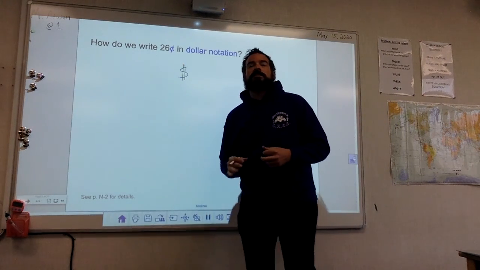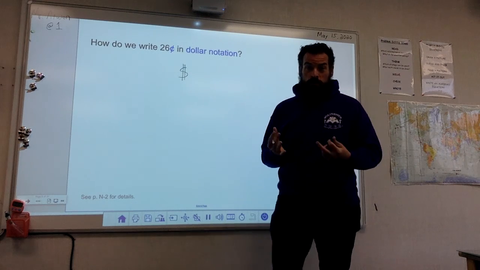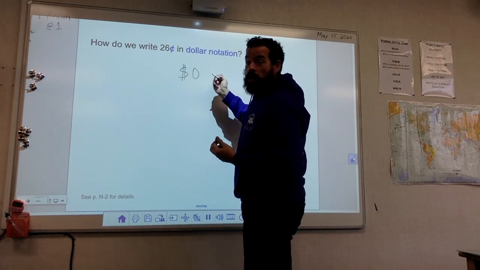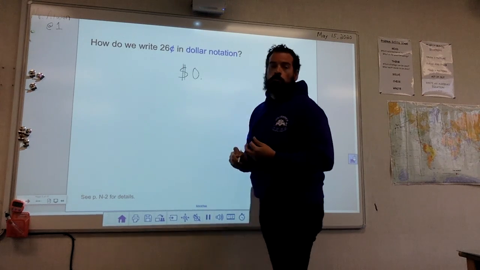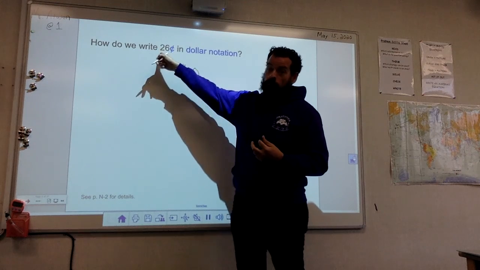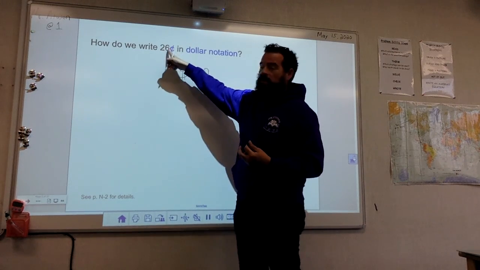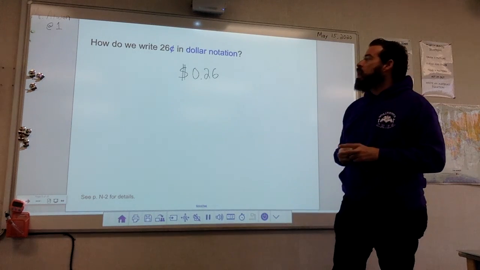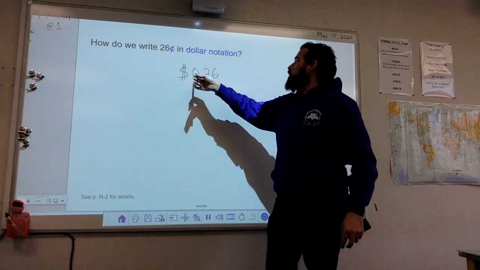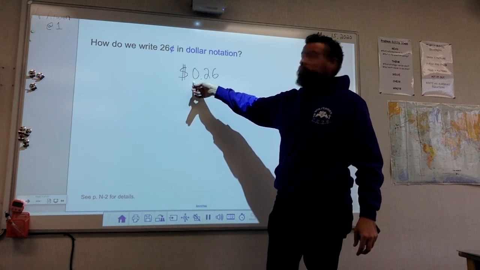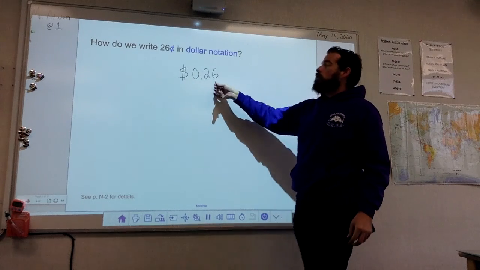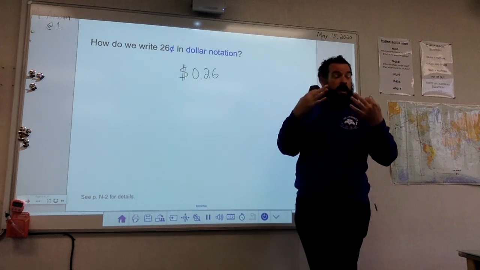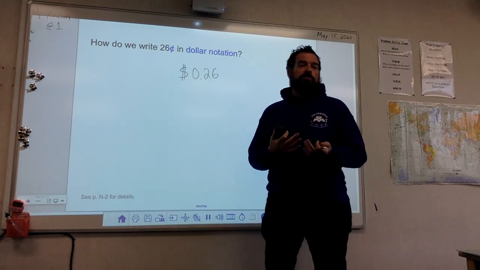So since we have 26 cents, we have 26 hundredths of a dollar. So we're going to write that for how many dollars we have. We have a 0, then our decimal point, and then 2 tenths or 2 dimes, and 6 cents or 6 pennies. So that's how we would write 26 cents in dollar notation. So we have to have our dollar sign. We have our 0 to indicate that there's $0, and then our decimal point, and then our 2 and 6 to show 26 cents. So you can write amounts less than $1 in dollar notation.